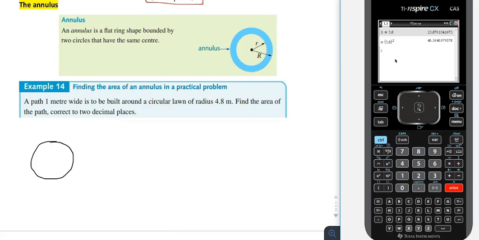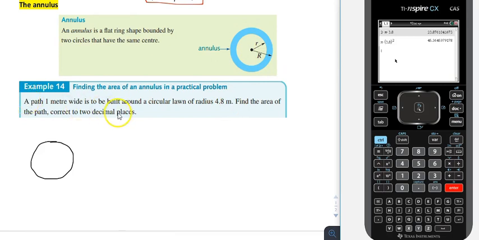An annulus. Think of a donut, basically, or a wheel. So annulus is a flat ring, basically, bound by 2 circles. So you've got your outside circle and your inside circle. If you calculate the area of your outside minus the area of your inside, you'll have the area of the annulus, which is, I suppose, what we're asked to do.